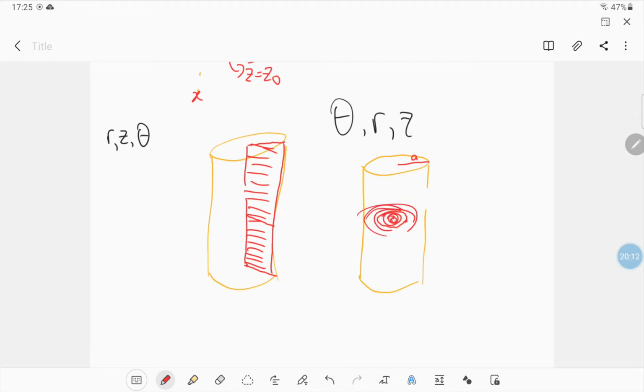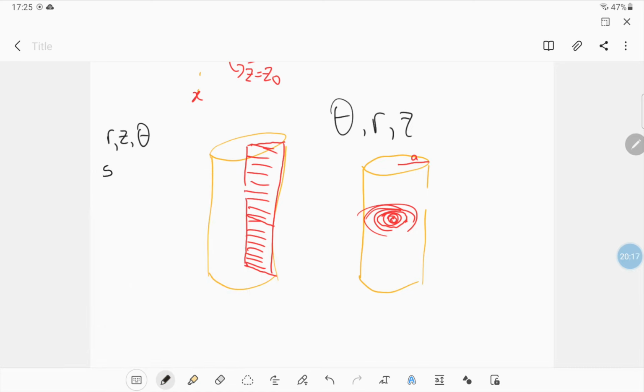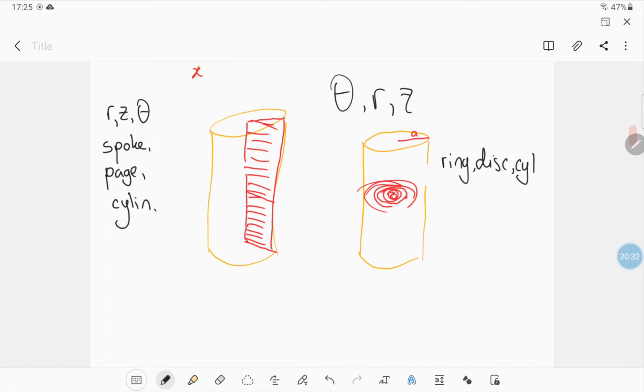the disk. So if I might write down, this one is spoke, then I'm going to call it page, and then you always finish with cylinder. This one is ring, disk, which I never know how to spell, cylinder. Okay, what's the other possibility?